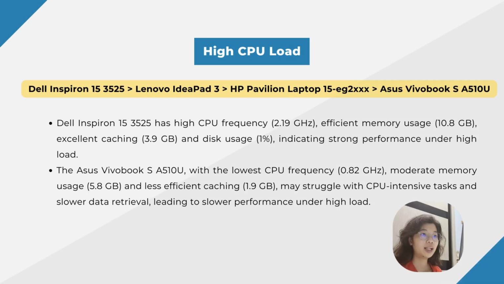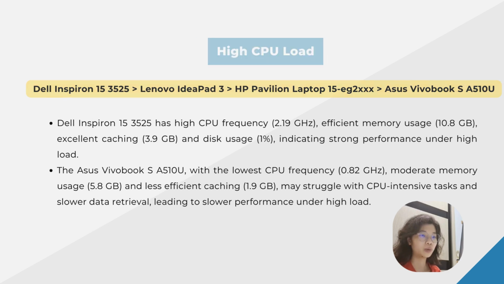Under high CPU load, the Dell Experience leads with a high CPU frequency of 2.19 GHz, efficient memory usage of 10.8 GB, excellent caching at 3.9 GB, and minimal disk usage at 1%, ensuring strong performance, followed by Lenovo IdeaPad 3 and HP Pavilion. The Asus VivoBook, with its lower CPU frequency of 0.82 GHz, moderate memory usage of 5.8 GB, and less efficient caching of 1.9 GB, may face challenges with CPU-intensive tasks and slower data retrieval, potentially leading to slower overall performance.